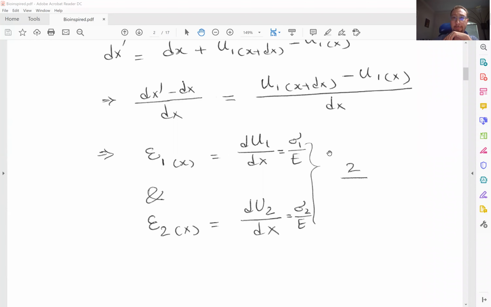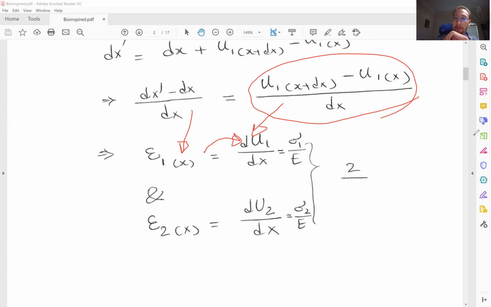So basically, this is the strain in tablet 1, which is the same as du/dx. Now, from material properties, we know that the axial strain is the ratio of normal stress divided by the elastic modulus. So this is the elastic modulus of the bricks.